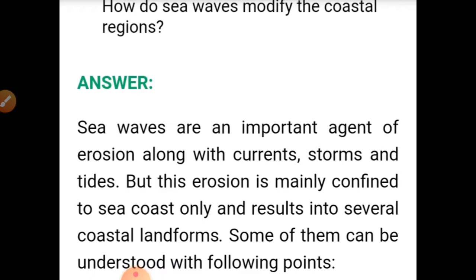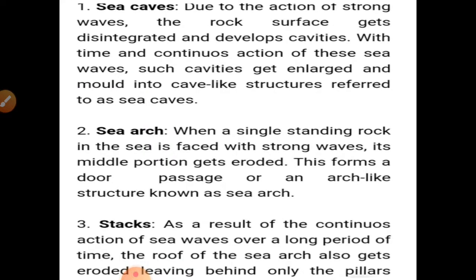So sea waves are an important agent of erosion along with currents, storms and tides, but this erosion is mainly confined to the sea coast only and results in several coastal landforms. Some of them can be understood with the following points. First one is sea caves. Due to the action of strong waves, the rock surface gets disintegrated and develops cavities. With time and continuous action of these sea waves, some such cavities get enlarged and mold into cave-like structures referred to as sea caves.